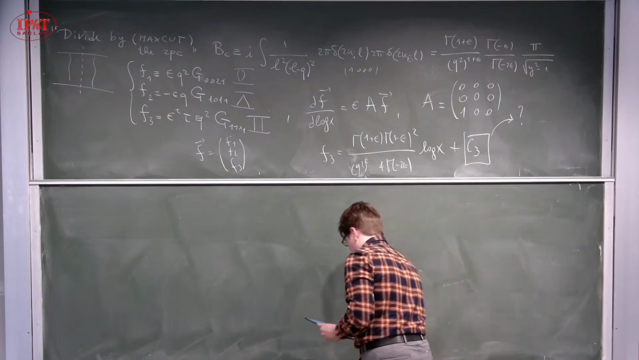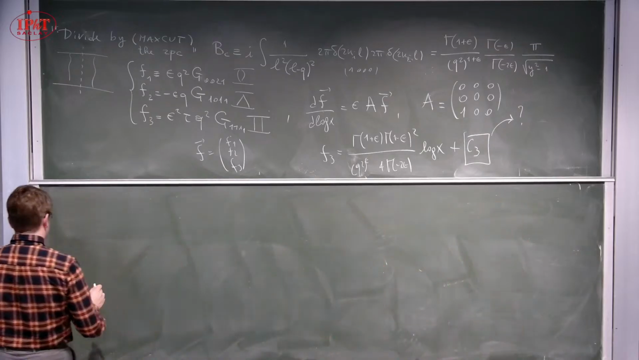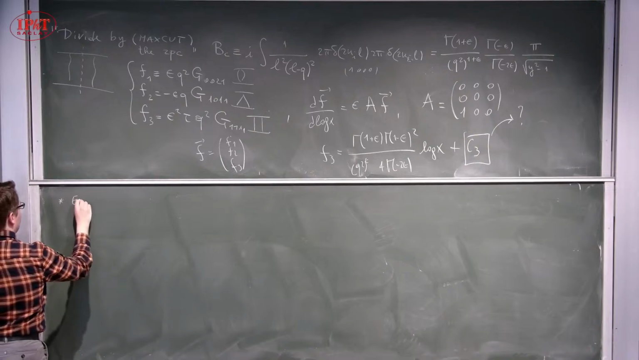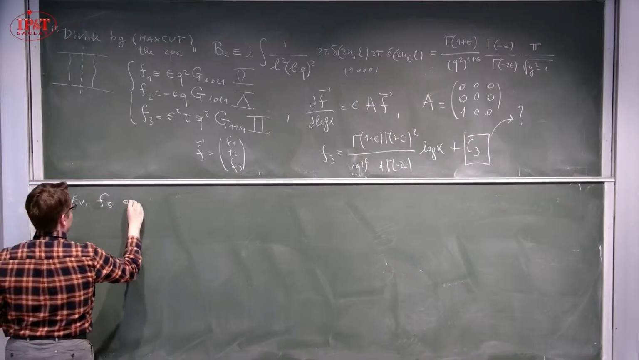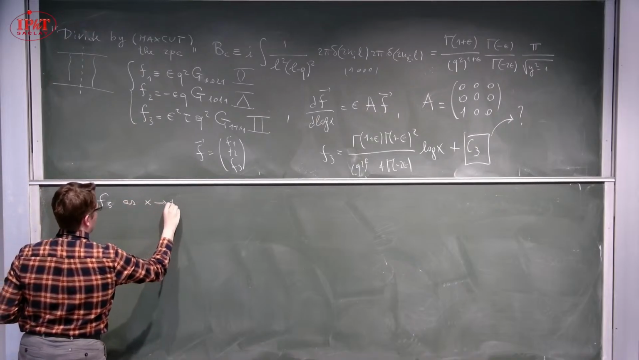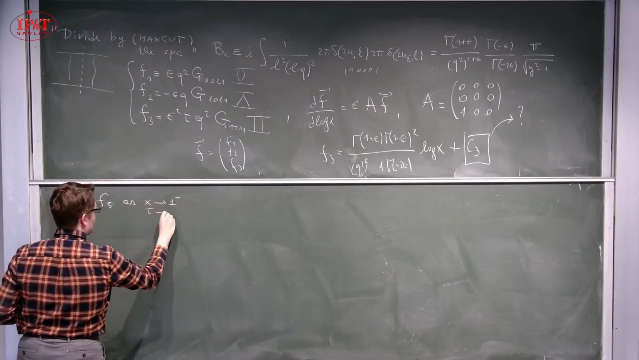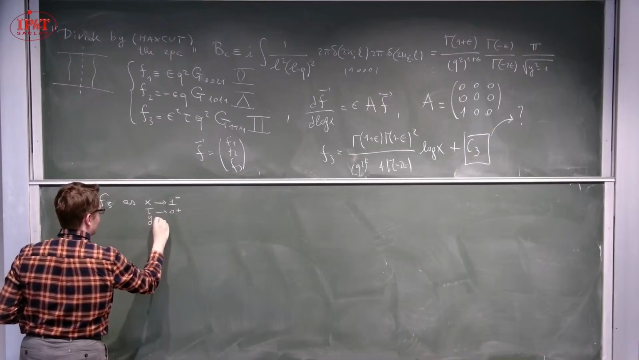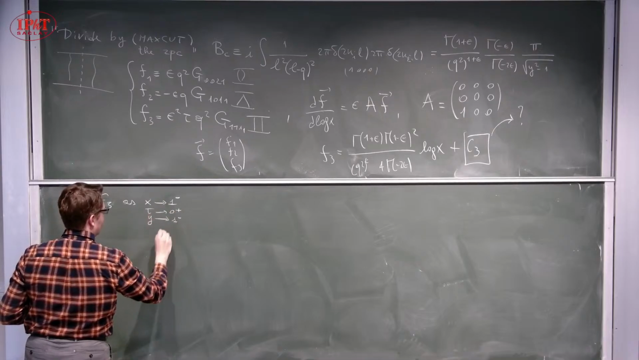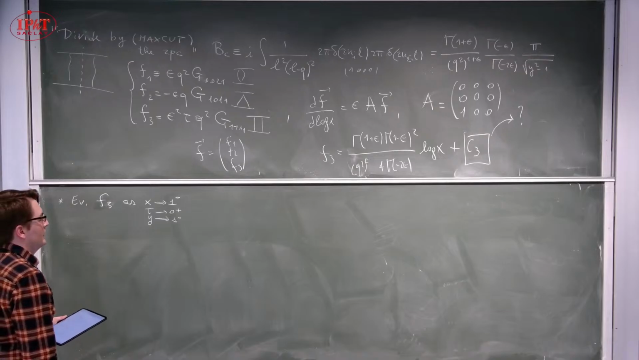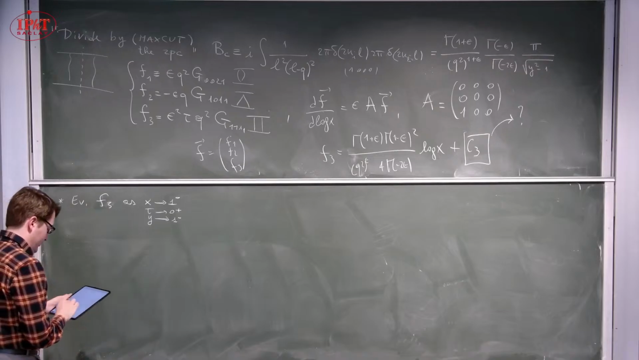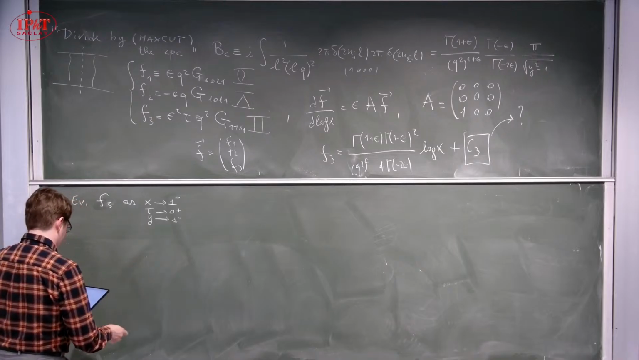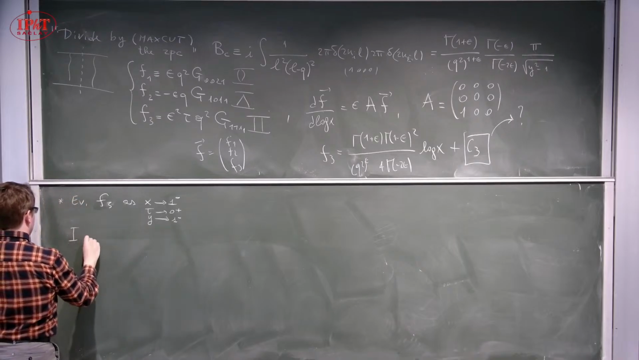So our task is to evaluate, well, f3 as x tends to 1, or tau tends to 0, or y tends to 1 again. So let me do that. Of course, I made a mistake of erasing the integral that I needed. Let me try to do it again.